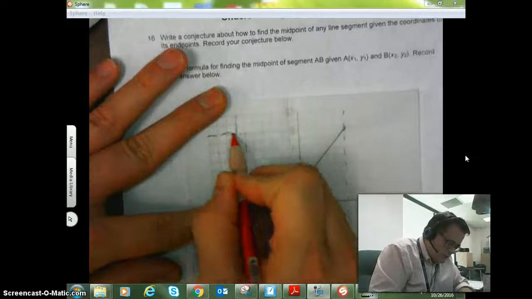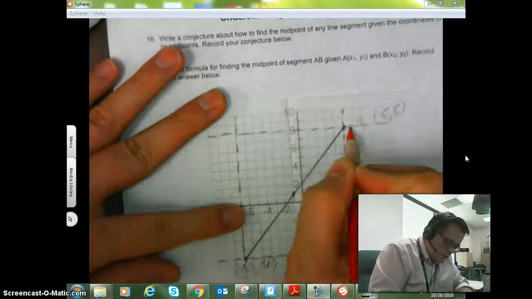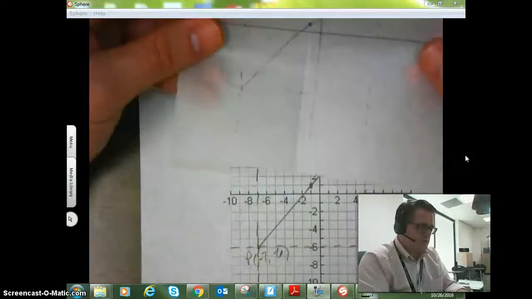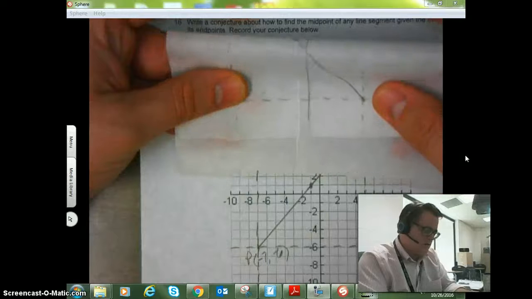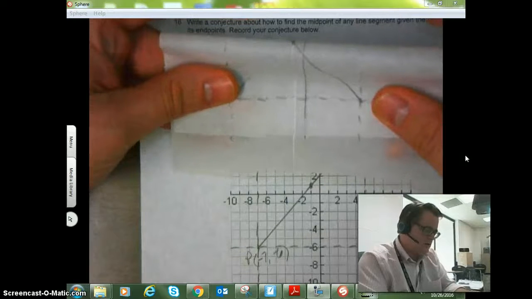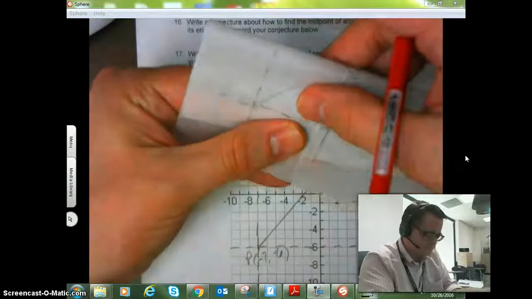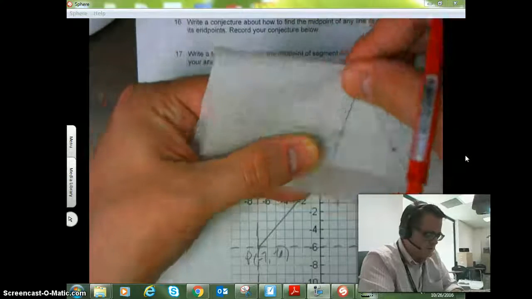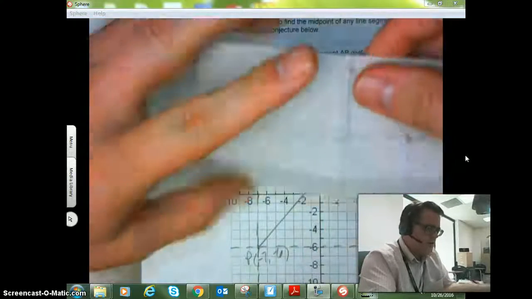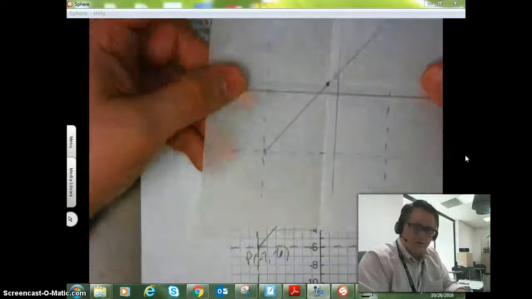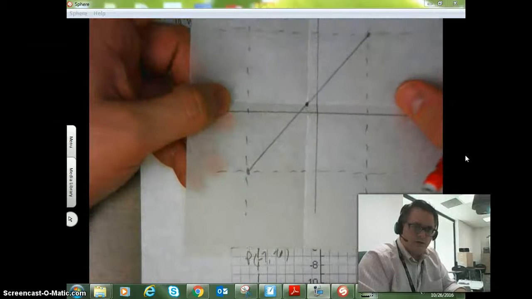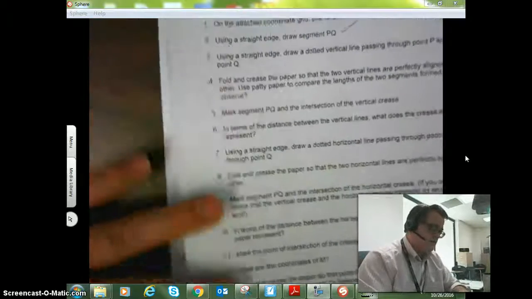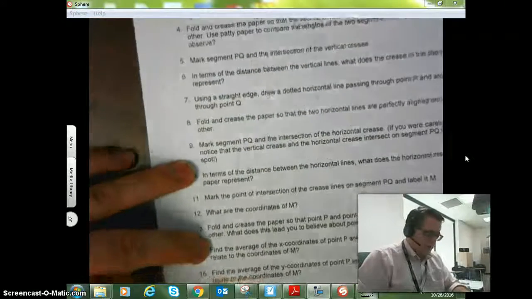There's one. And there's the other one. And also I'm going to fold this one like I did the horizontal lines, or vertical lines I should say. So line up the horizontal dotted lines, and you can fold it and you can see the crease of the horizontal line and the crease of the vertical line are intersecting at the same place. So that is a very strong indicator again that we're kind of headed towards the midpoint.